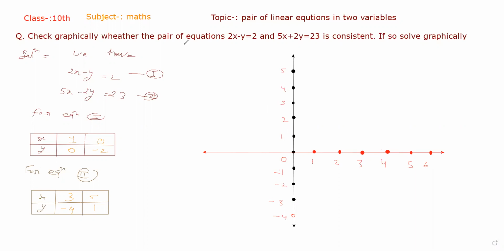Now we will plot the points that we found. Okay. So here 1 comma 0 means this will be the point 1 comma 0. Then x value 0, y value minus 2, means this is the point 0 comma minus 2. Now draw the line.